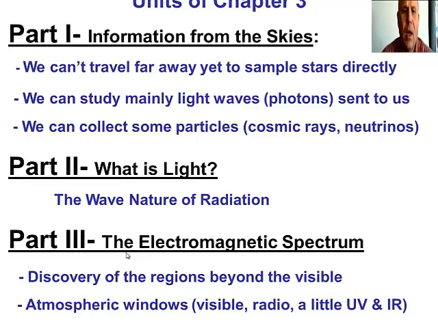Part 2, nature of a wave and radiation, and how we are able to use these different types of radiation. And then part 3 is the electromagnetic spectrum, which is far more than just visible light when we think about waves. It includes visible light, radio, UV, and IR. So we use all of these, and X-ray even, in many cases in space.